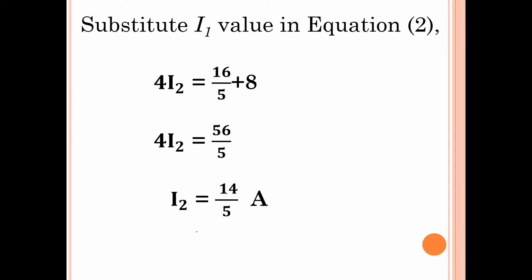So let us proceed. Now substitute I1 in your equation 2, or you can even substitute in equation 1. If you substitute it in equation 2, you will get 4I2 equal to I1 value, which was 16 by 5, plus 8. So 16 by 5 plus 8, you will get 56 by 5. I2 equal to 14 by 5. You can divide 14 by 5 and you will get some numerical value. Okay, so just write it down.